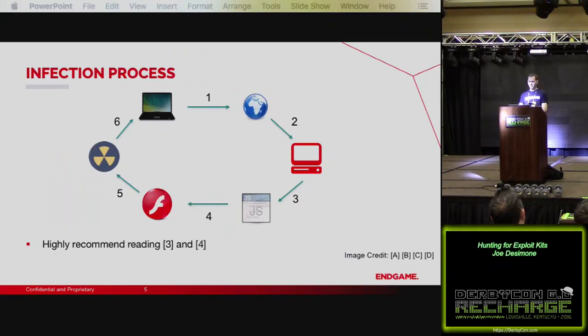If you're interested in very low level details, that paper I mentioned earlier, Checkpoint put out a super in-depth paper. It was actually 2 parts on Nuclear exploit kit. So it's 3 and 4 in the references. If you really want the ins and outs, go read that. Even though Nuclear isn't active right now, it still applies like all the other exploit kits. So it's a great paper. I would recommend it if you're interested.